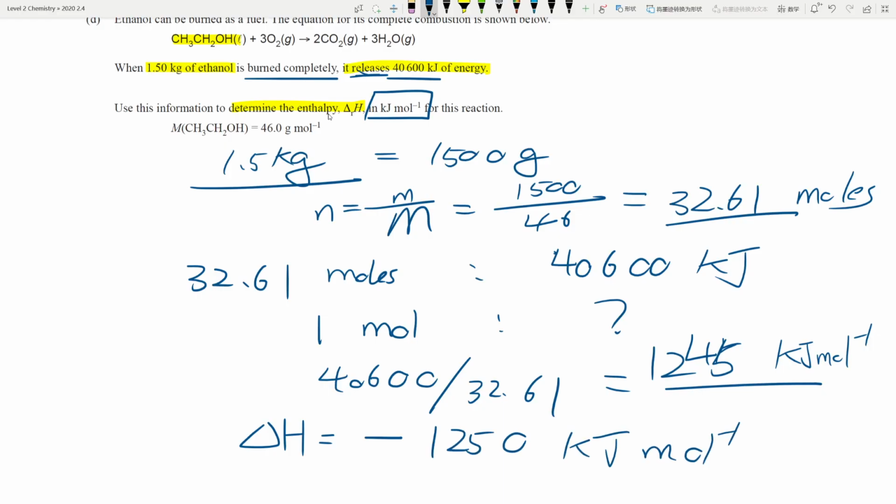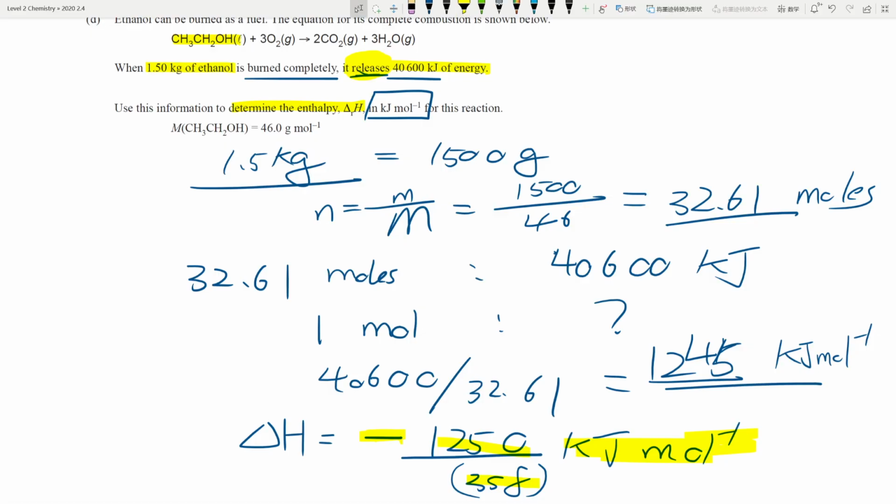Okay, you may go, but you wrote 1245. Yes, 1250 is rounded to 3 significant figures. Now, a few things you need to have. You need to have the correct unit, because that's a unit for change of enthalpy. You need to have the correct sign, because it says energy has been released. So you need to write that down, and then round to 3SF. Okay, in order to get your excellence.